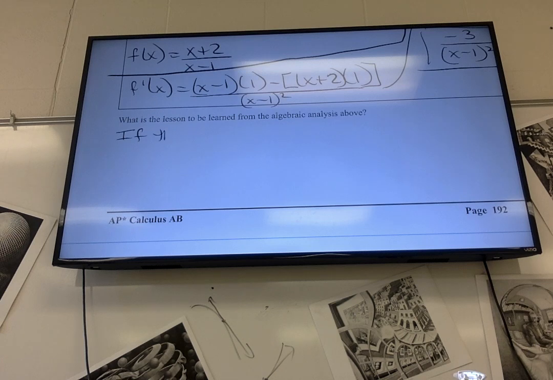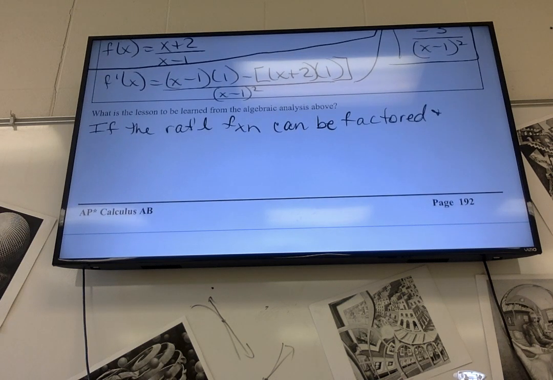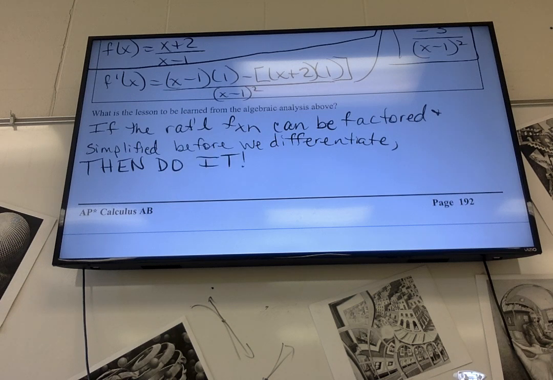If the rational function can be factored and simplified before we differentiate, then do it. It saves you from an algebraic mess.